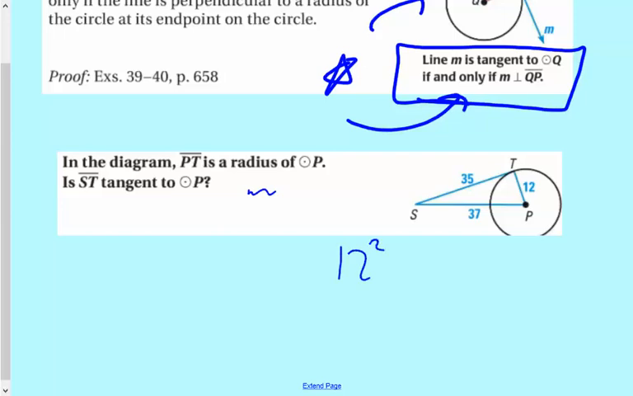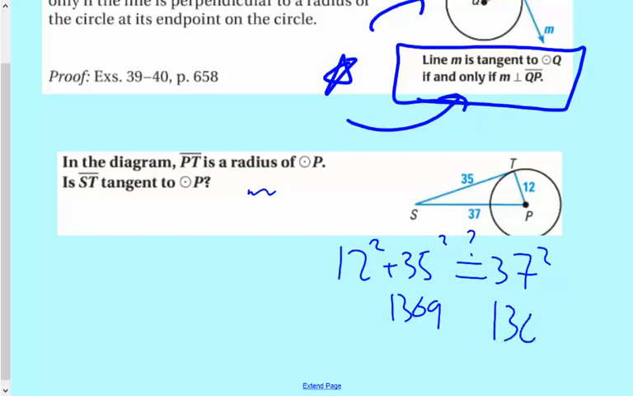12 squared plus 35 squared, is that equal to 37 squared? You just use a calculator here. 12 squared plus 35 squared is 1369, and 37 squared is 1369. So yes, this would be a right angle there, so T would be a point of tangency.